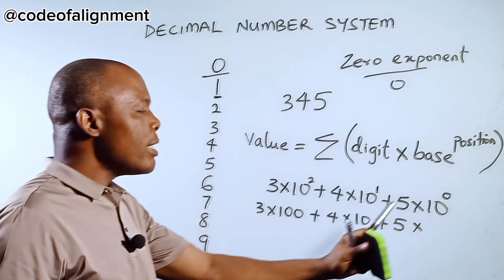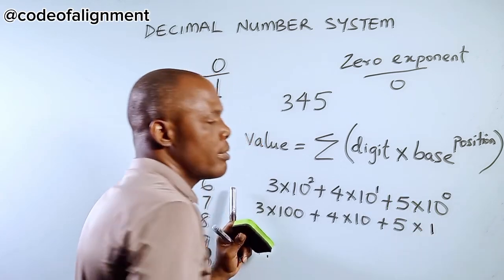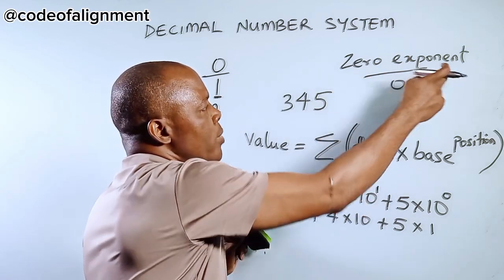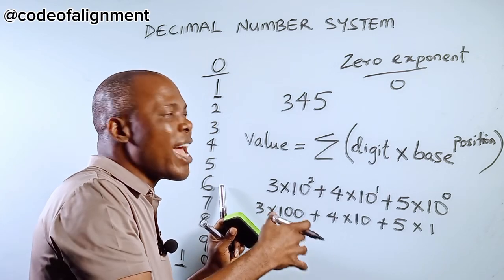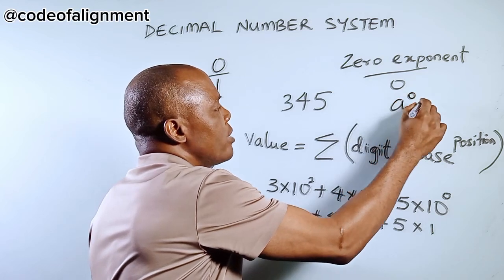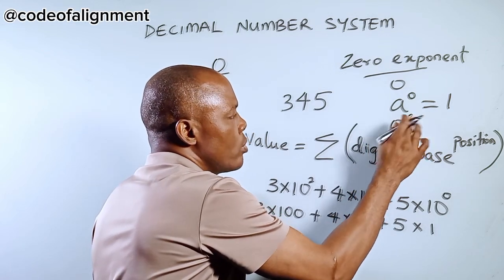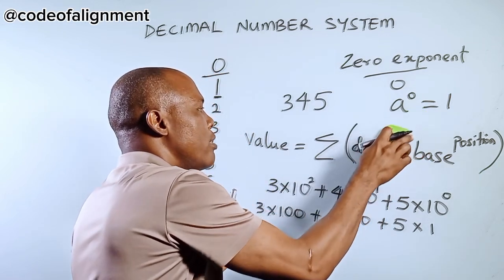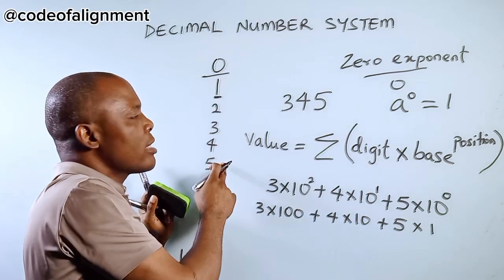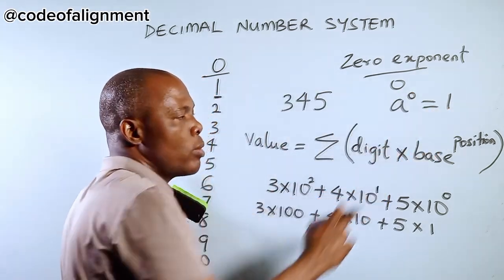Now, any number raised to the power 0 is 1. That is another thing I have to explain to you: the zero exponent. How did we arrive at agreeing that any number a raised to the power 0 equals 1, except 0 raised to the power 0, which is undefined? But any number, any digit, or anything other than 0 raised to the power 0 equals 1.